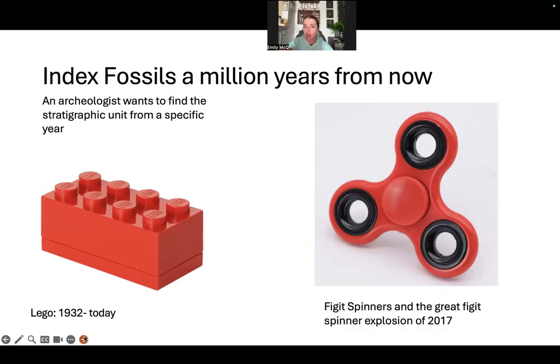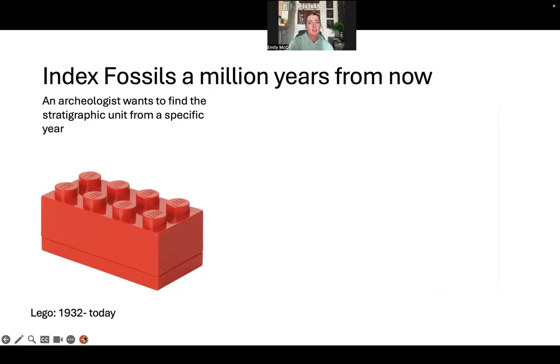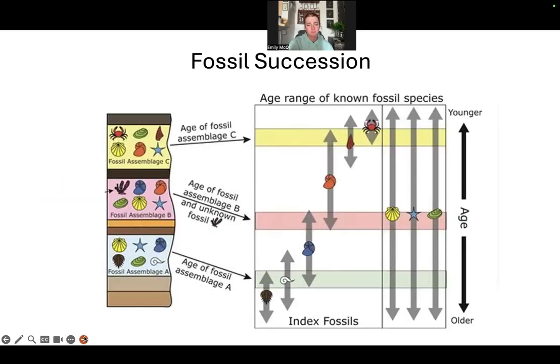This fidget spinner is a fossil. I'm sorry, duh. It's an index fossil. Not only were fidgets widespread across the globe, but they were confined to a very short window of human history, so that we can look back and say, if we find a layer of stratigraphy that has a fidget spinner, this was probably 2017. I don't think we can radiocarbon date plastic. I don't know. I actually haven't really thought about it.